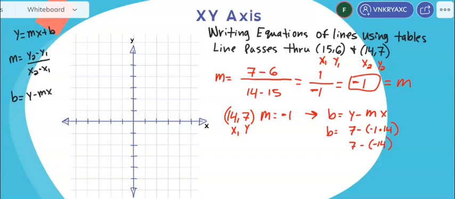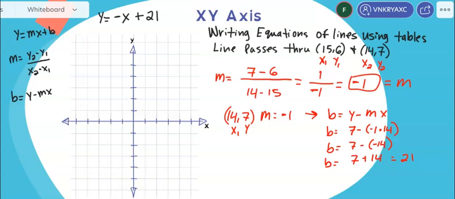So 7 minus negative 14, that's keep change flip again. So it's actually 7 plus 14, which is 21. So we found that b is 21. So this is our equation done. Our equation will be y equals negative 1, negative x, you can say, plus b, which is 21. So that is our equation.